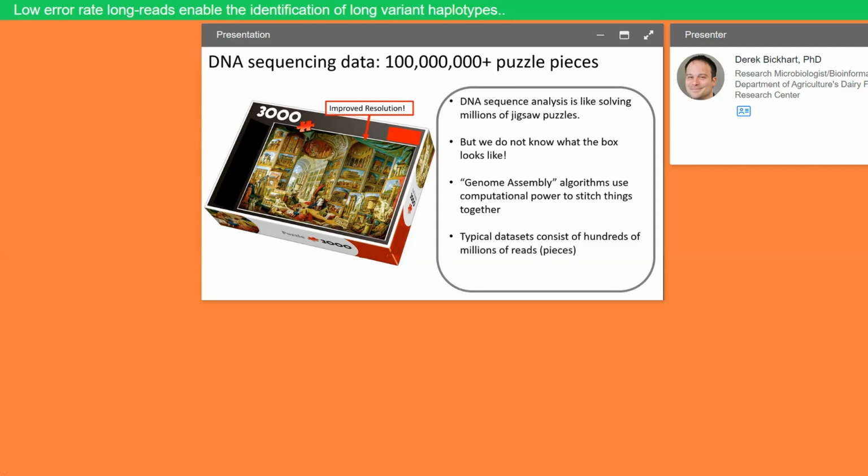Typically, these data sets consist of hundreds of millions of pieces, so it would be impossible for you to manually solve a metagenome puzzle within the span of your life.